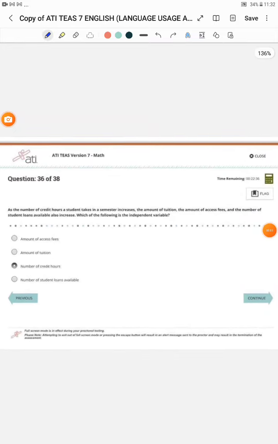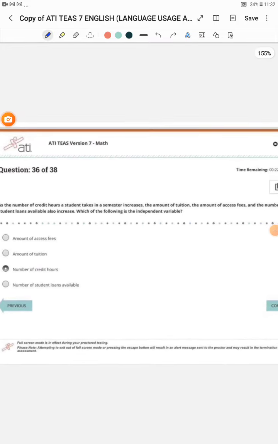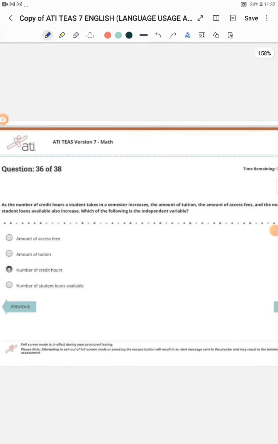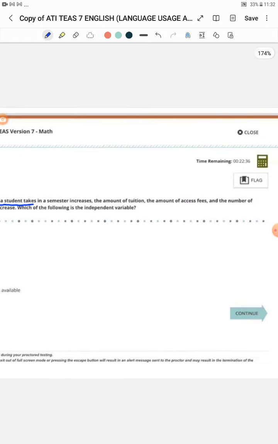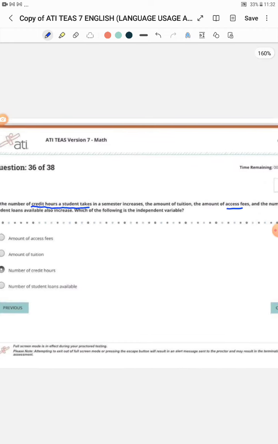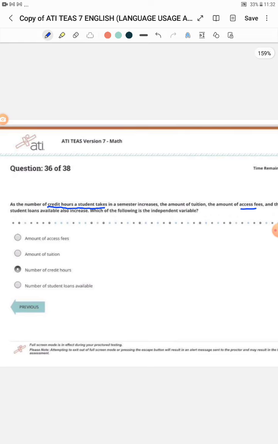This is a very straightforward question. Question 36. We have done something like this before. As the number of credit hours a student takes in a semester increases, the amount of tuition, the amount of access fees, and the number of student loans available also increase. Which of the following is the independent variable?